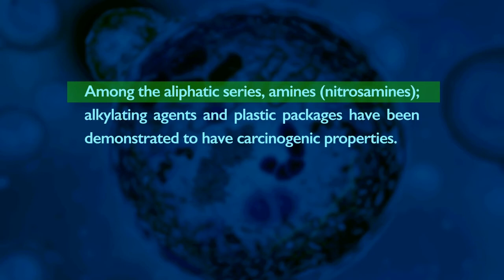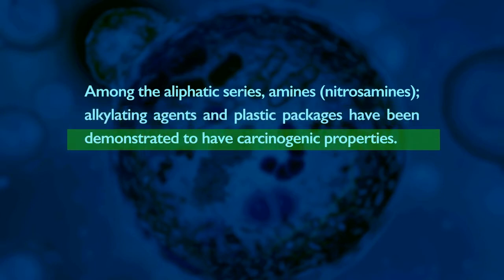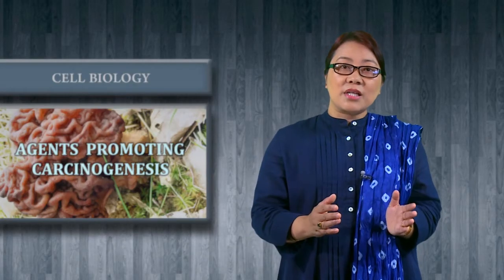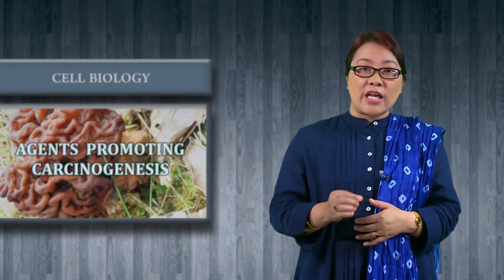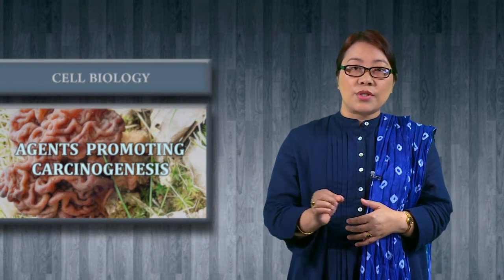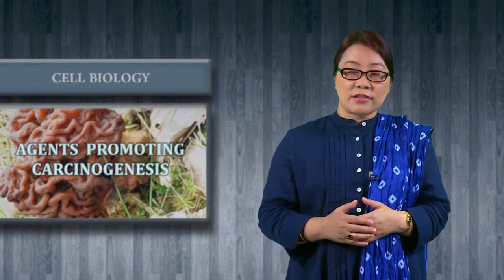Among the aliphatic series, amines or nitrosamines, alkylating agents and plastic packages have been demonstrated to have carcinogenic properties. These compounds are commonly distributed in soil, water, air and foods, and they also have high carcinogenic potential, especially nitrosamines, which induce cancer in the liver, respiratory system and kidneys.